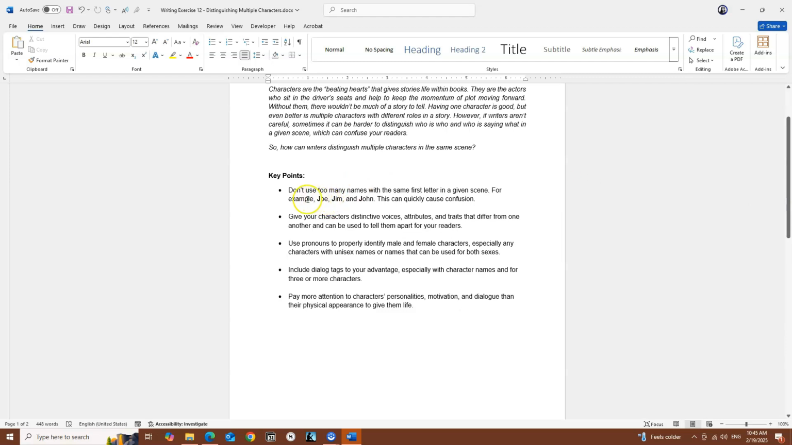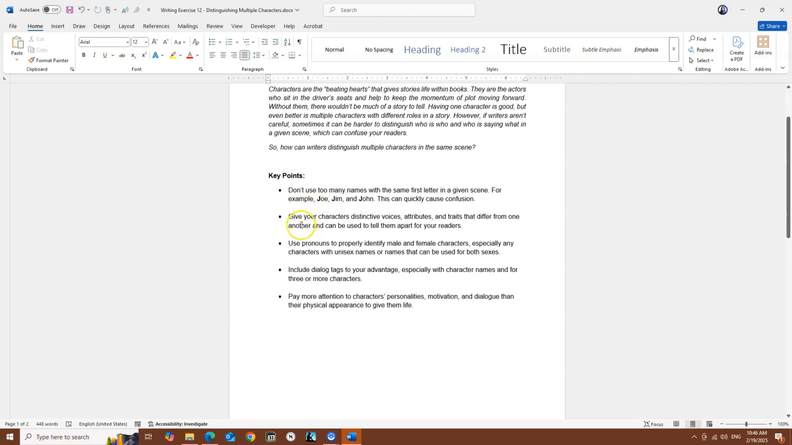The first key point is don't use too many names with the same first letter in a given scene. For example, Joe, Jim, and John. This can quickly cause confusion. So when you name your characters, it's best to use a mix of different letters in their first names. It's okay to have some characters, maybe 2 or possibly 3 in a scene, as long as the names are different lengths, things like that. But primarily you want to use a mix of letters for your character names so that it's less confusing.